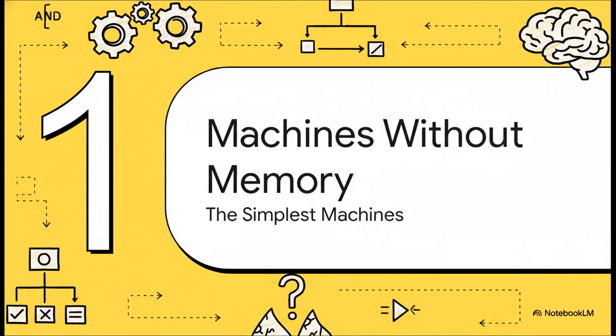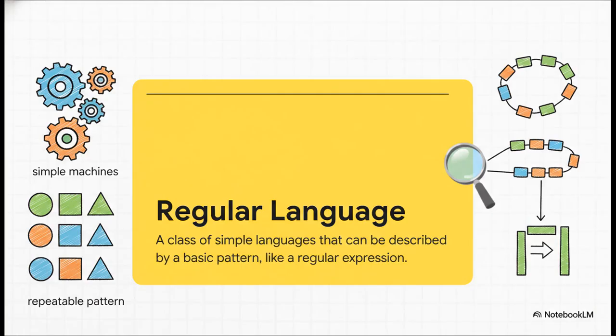Okay, so to get our heads around this, we've got to start at the very bottom of the computational ladder. Let's imagine the absolute simplest thinking machine you can think of, one that can spot some basic patterns, but, and this is the key part, has absolutely zero memory. So these really simple machines can only understand something called a regular language. And look, when we say language here, we're not talking about Python or Java or anything like that. Nope. In this world, a language is just a collection of text strings, sequences of characters that all follow one specific, really simple, repeatable pattern.